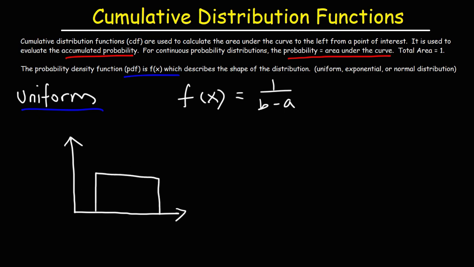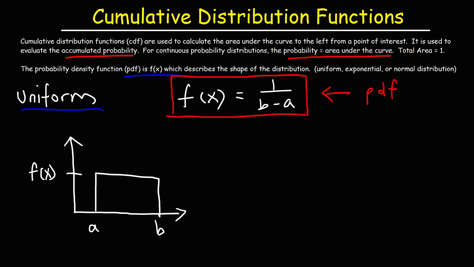You'll see something that looks like this. So this is f of x, and it varies from a to b. This right here is the PDF. That is the probability density function for a uniform distribution. It's equal to f of x. Now the CDF, the cumulative distribution function, will give us the area under the curve to the left. So let's say the point of interest is x. The CDF will give us the area to the left of x, so the area of the shaded region in blue.